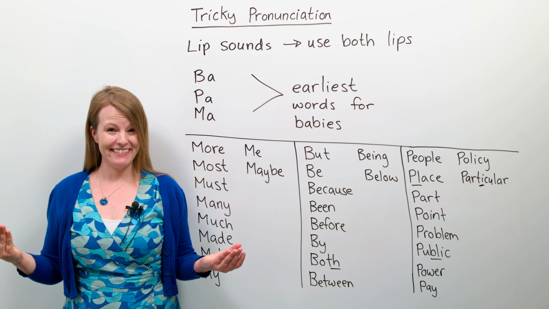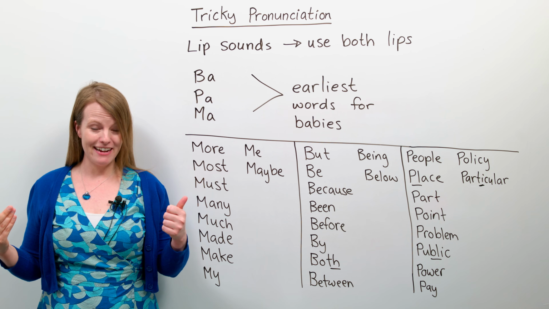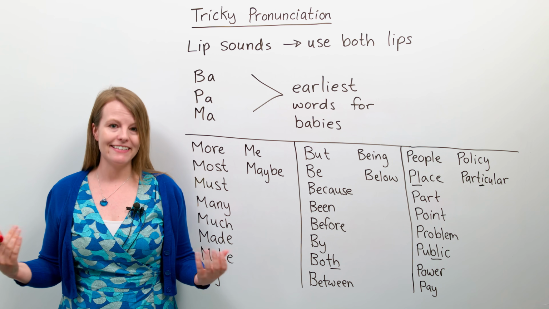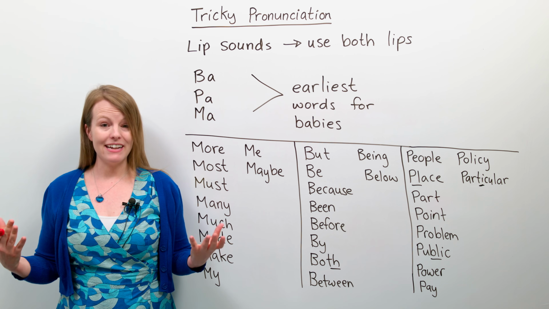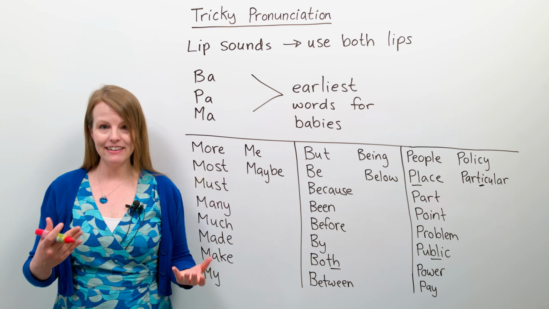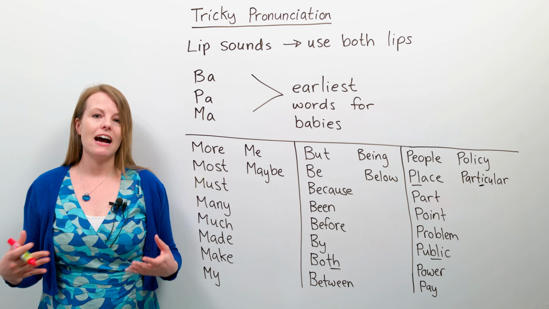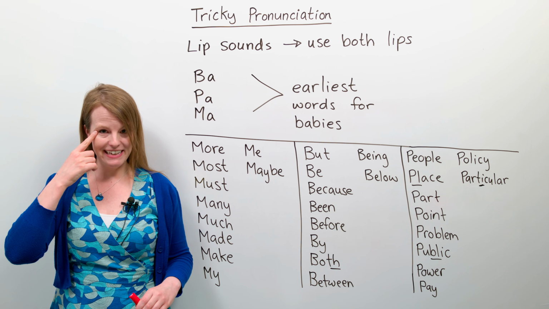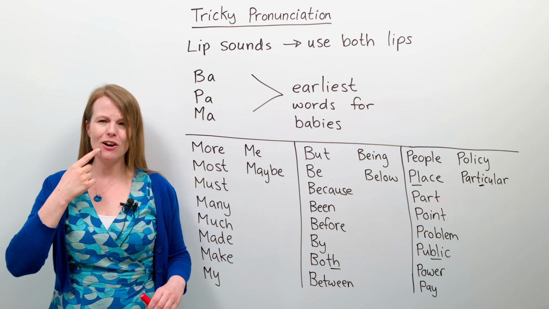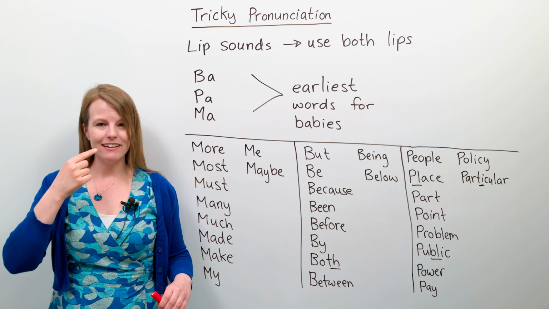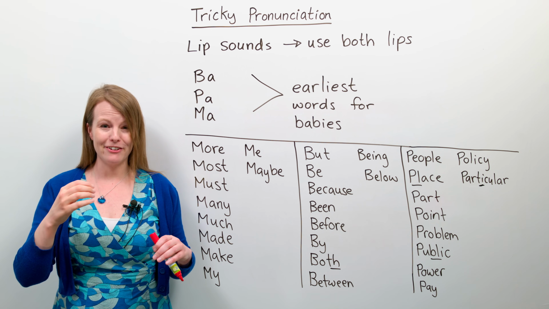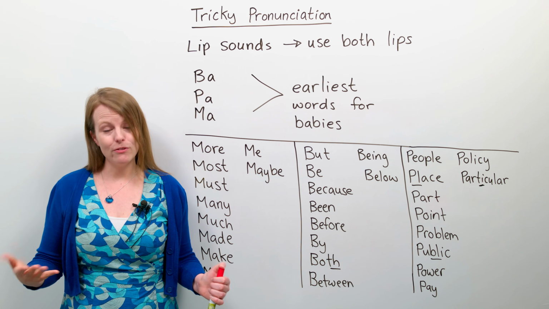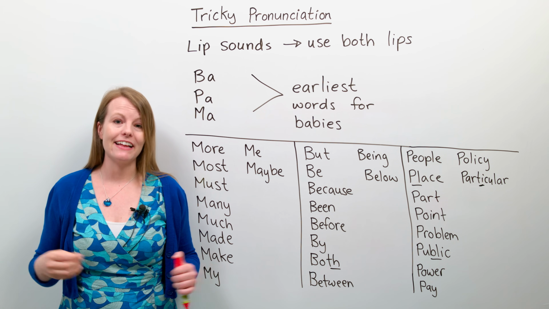What's really interesting about the B sound, the P sound, and the M sound is that they are actually some of the earliest sounds people learn as babies. Not just in English, in many languages. And the reason for this is it's easy for babies to see the sound. They notice, oh, my mom is doing this sound where her lips come together. So because babies can see this sound, it's frequently the earlier sounds that they make.